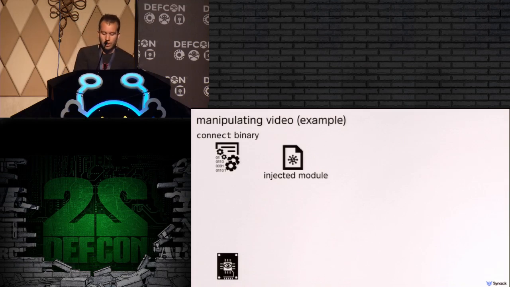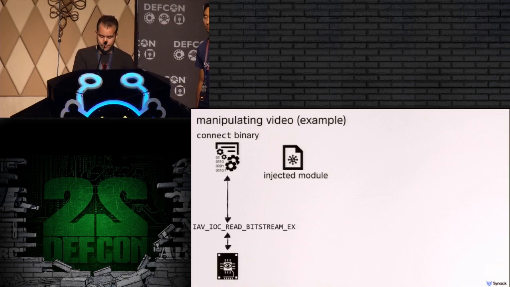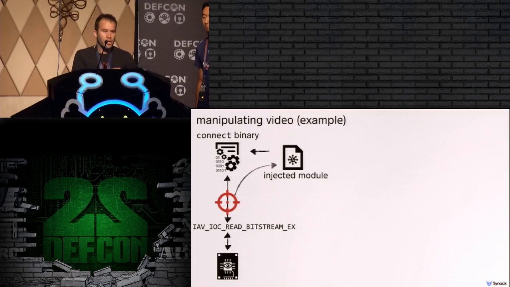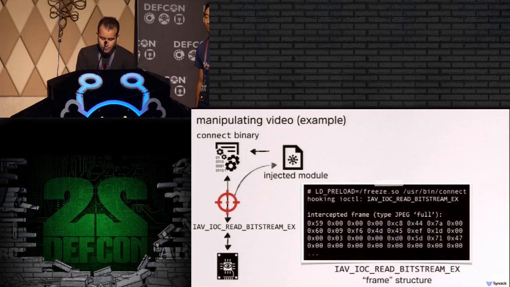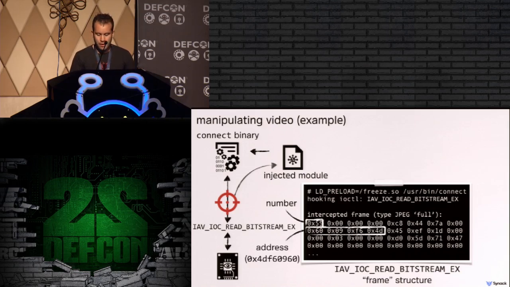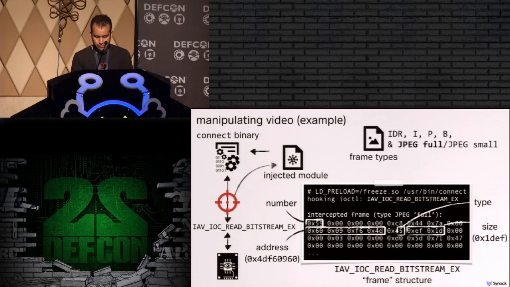So take a little bit of a closer look. Here's the video device and the Connect binary, which is reading frames. The injected module installs another hook. This time it's an ioctl hook and watches for the IAV_IOC_READ_BITSTREAM_EX ioctl. Now when this ioctl is called, it populates a structure with various values. Through reverse engineering, we were able to determine what these values were. Some of the relevant ones include the frame number, the address to the frame's raw H.264 encoded data, the frame type, and finally the frame size.